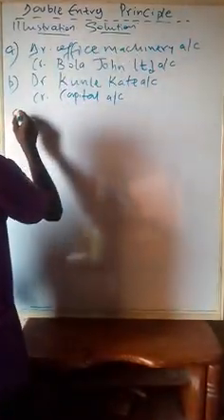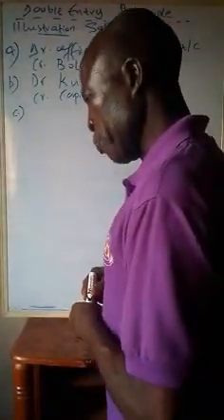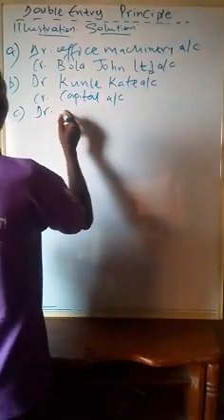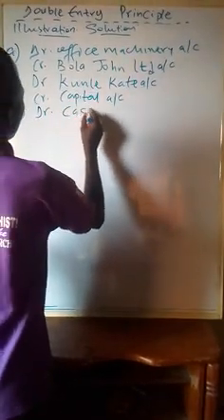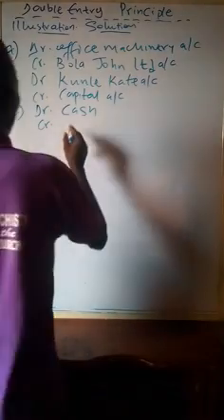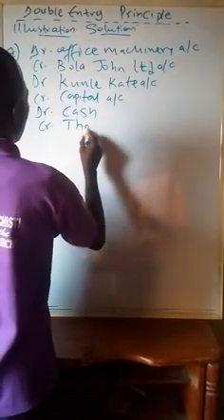Then C, a debtor Thomas T paid us in cash. Cash, that means cash received. Asset of cash received, the money, that is debit cash. Then credit Thomas T. Thomas is the one that paid us.